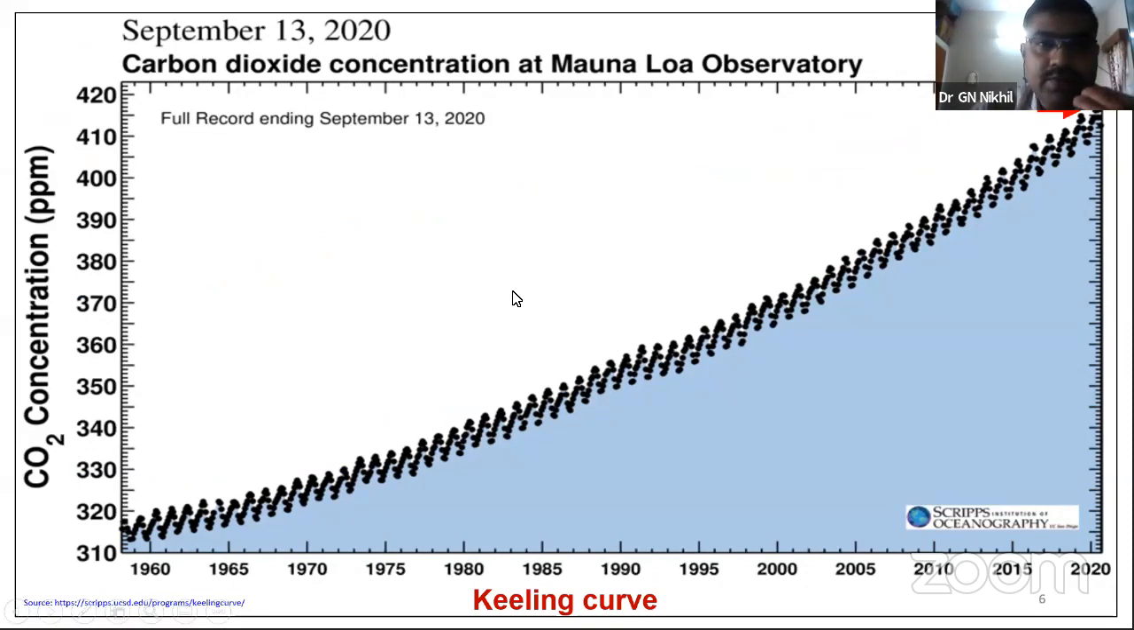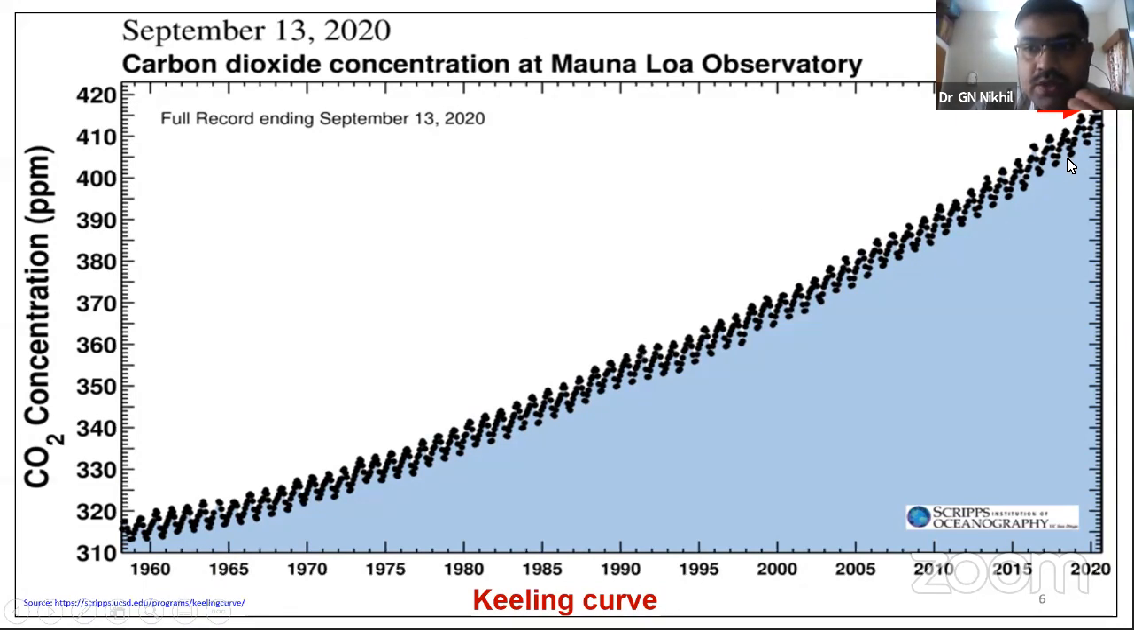This is the data I want to share on carbon dioxide concentrations, which is called the Keeling curve, in parts per million, measured at the Mauna Loa Observatory.